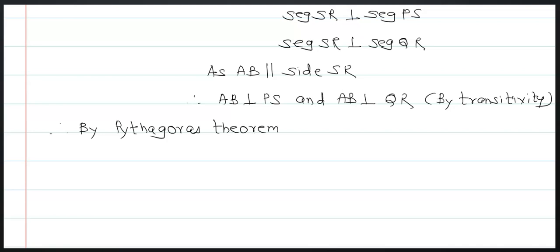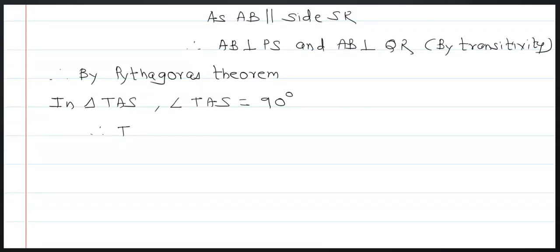Now, what we want to find out, first of all, is TS square. We will consider triangle TAS. Measure of angle TAS is equal to 90. TS square is equal to AT square plus AS square. This is the one.